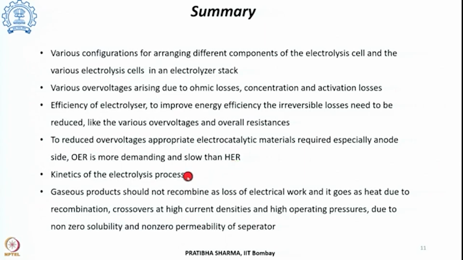We have also seen the kinetics of the electrolysis process, and the gaseous products which are released can also undergo crossovers or intermixing, and that results in loss of the electrical work. At the same time it can result in heating due to recombination, and this is more prominent under high current densities and high operating pressures. This condition arises because of the non-zero solubility of these gases inside the electrolyte and non-zero permeability of the separator.